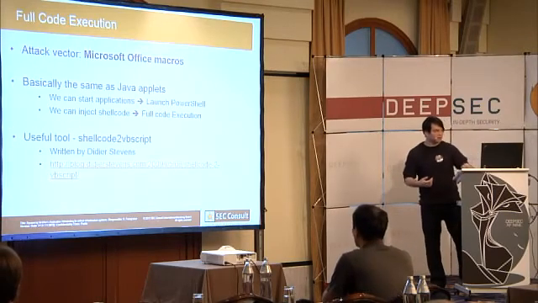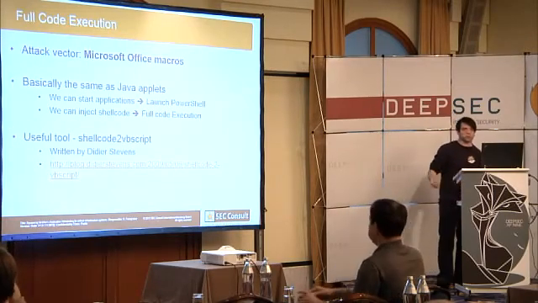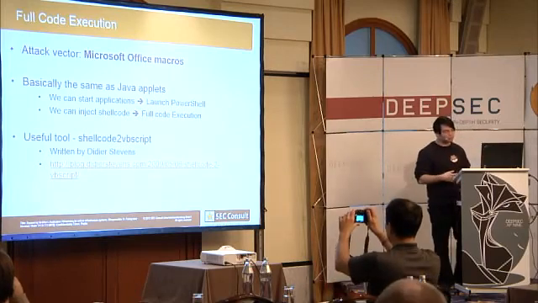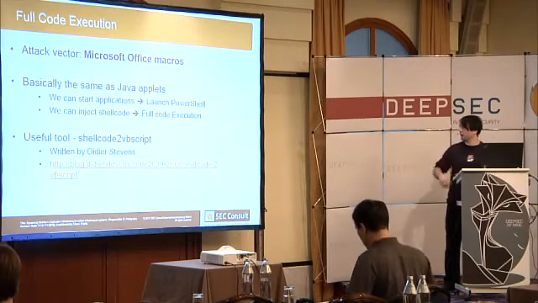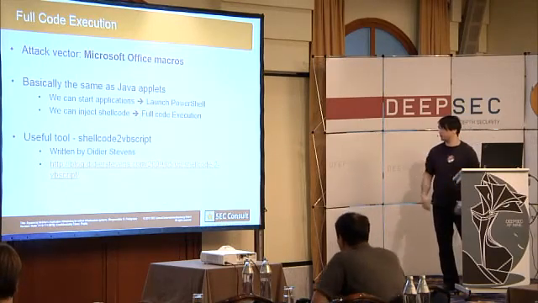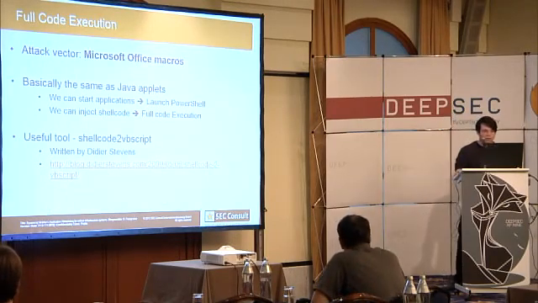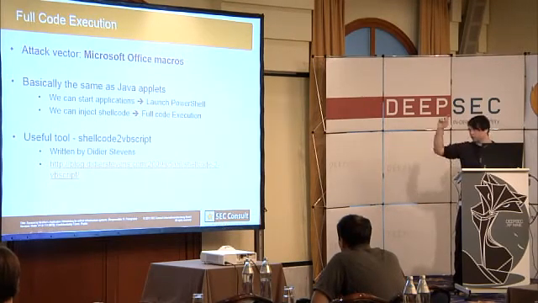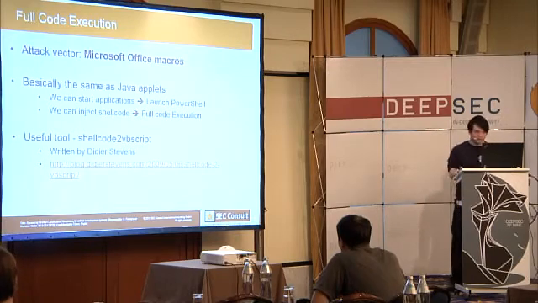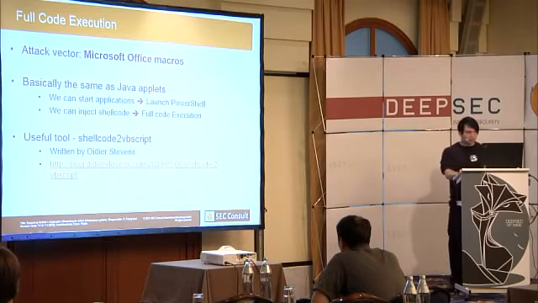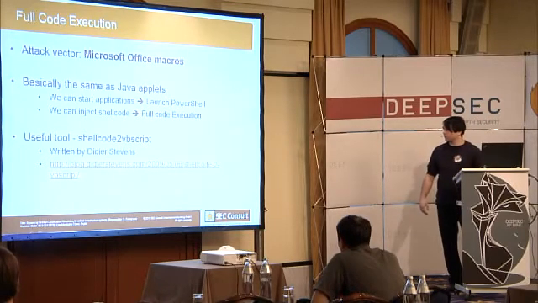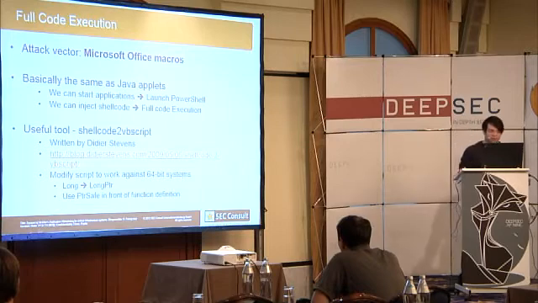This is basically the same for Office macros. If I send you a PowerPoint file or Excel file or something like that, and you enable macros, I can start applications, which means I can start PowerShell, or inject my own code into the Office process. You can do this with the script here. It's called shellcode to Visual Basic script. You can find it here. And if you want to make it work against 64-bit systems, you just have to make some minor modifications.